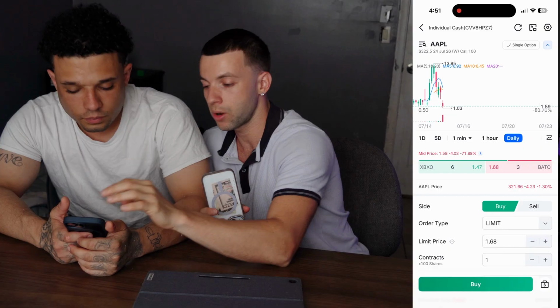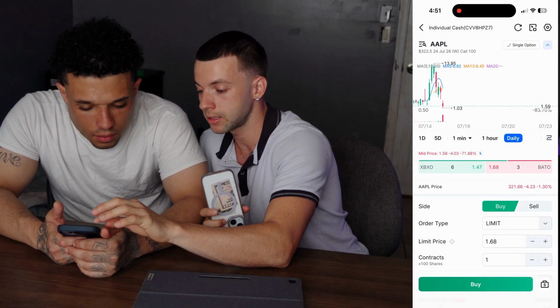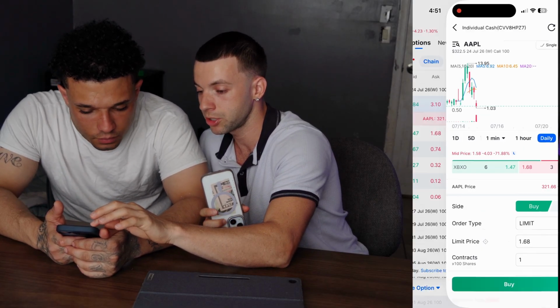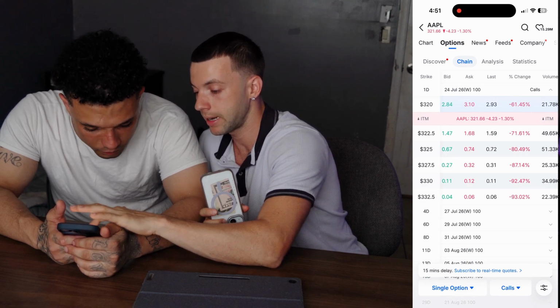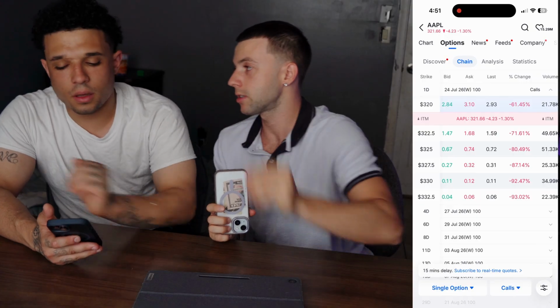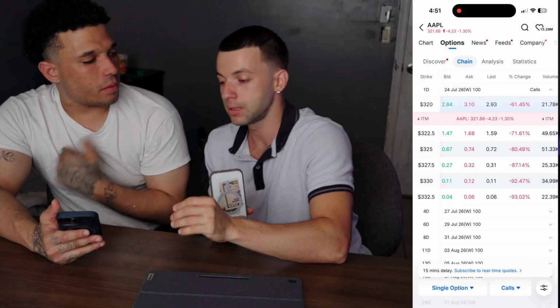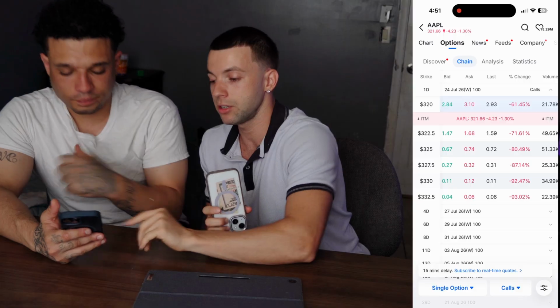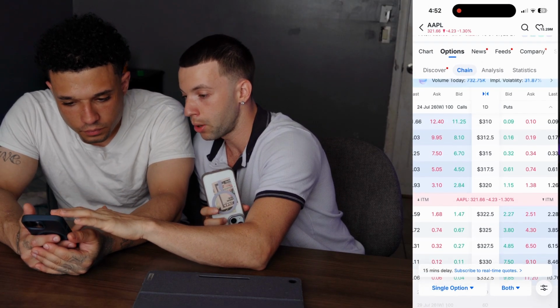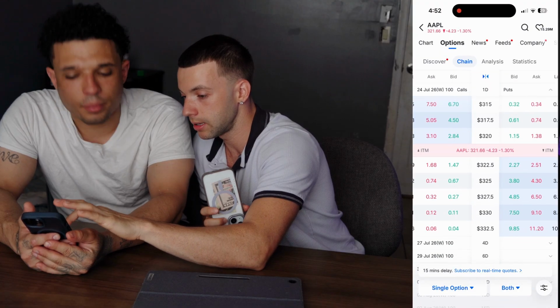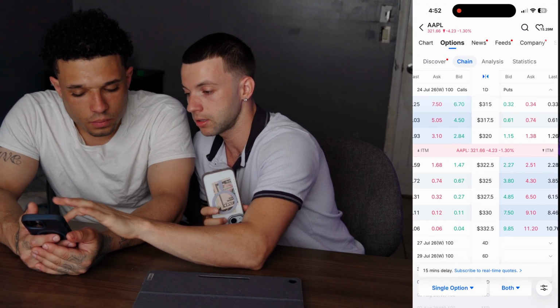But before I move forward, I do want to go back and explain this too. When we're here on the options chain, on the very bottom, you see where it says single option and right next to that it says calls. You want to make sure it's calls and not puts, because it's not going to tell you on this page unless you have both. So let's click both. It's going to show you both of them. Left is calls, the right is puts.